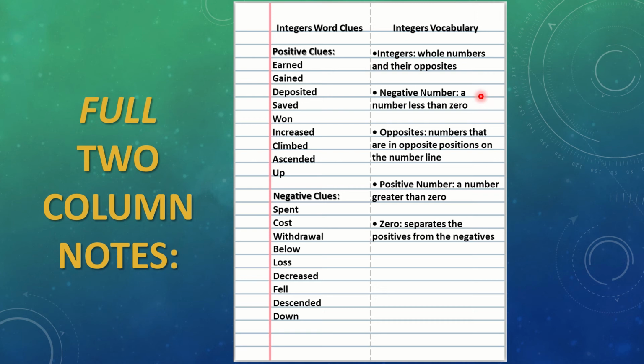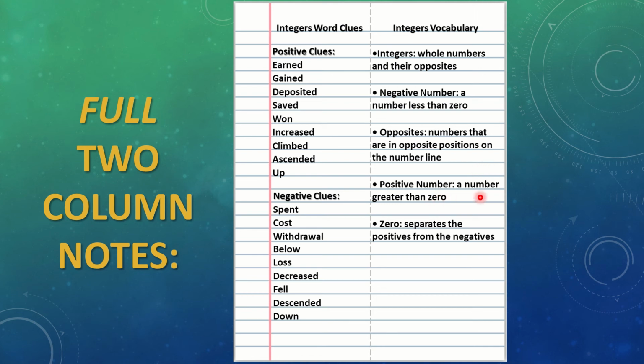A negative number, a number less than zero. Opposites, we just had that in our integers vocabulary. So opposites, those are numbers that are in opposite positions on the number line. For example, 6 is the opposite of -6. Or +2 is the opposite of -2.